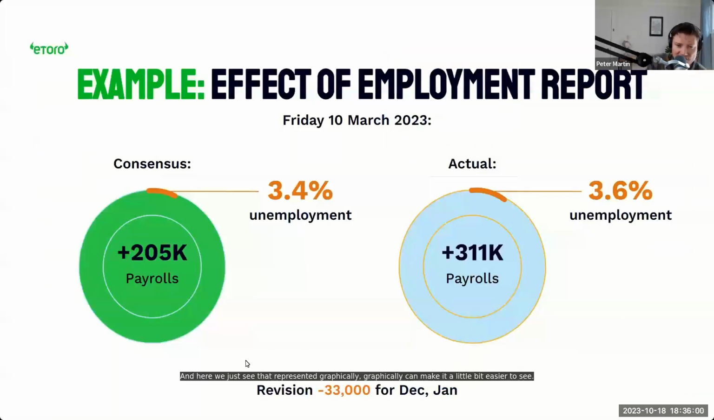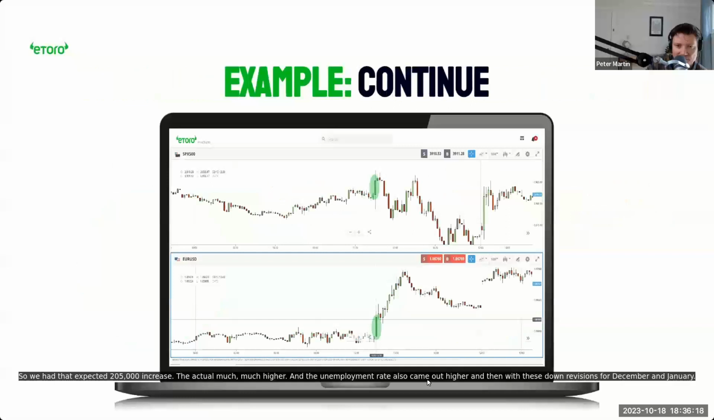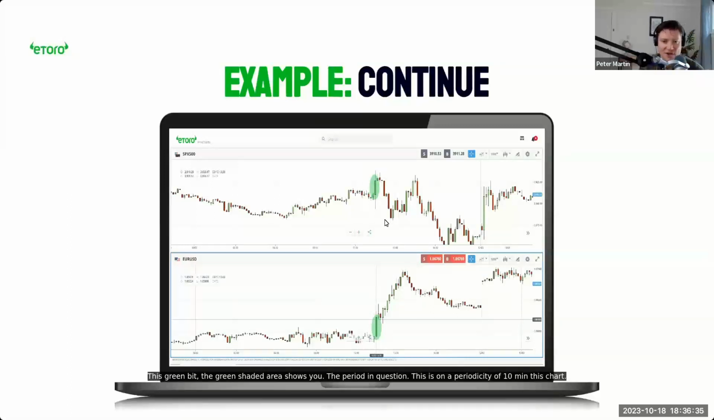And here we see that represented graphically, which can make it a little bit easier to see. We had that expected 205,000 increase, the actual much, much higher, and the unemployment rate also came out higher, and then these downward revisions for December and January. Here's what happened with the S&P 500 and the euro dollar FX rate. The chart at the top is the S&P 500. This green shaded area shows you the period in question. This chart is on a periodicity of 10 minutes. At the actual release at 1:30, we get this big green candle, so we can see just how much prices moved.